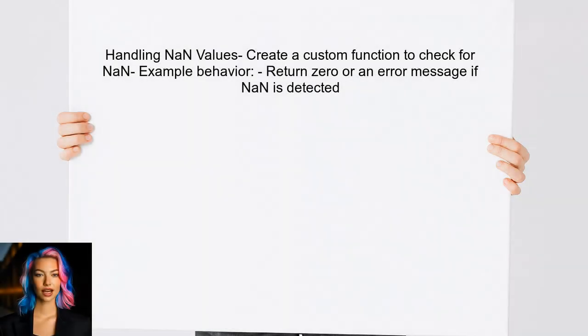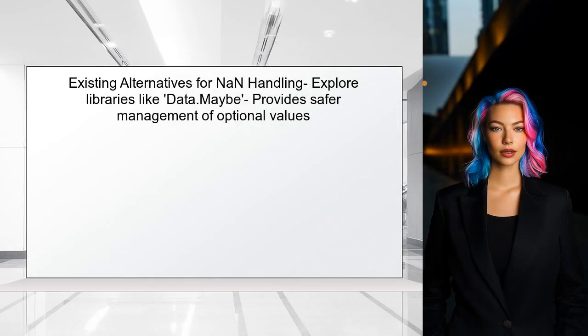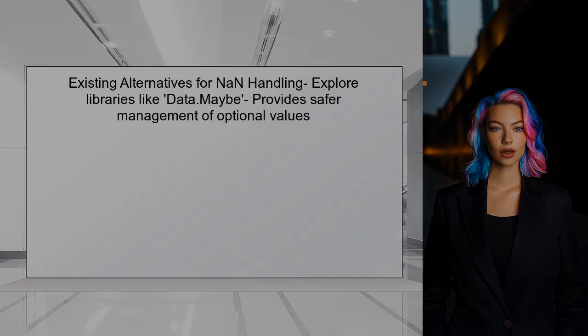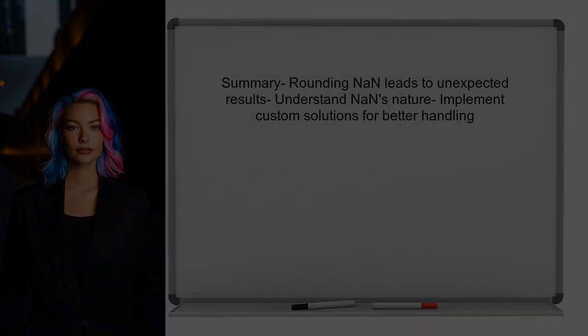To handle NaN values more gracefully, the user can create a custom function that checks for NaN before performing rounding. This function can return a more sensible value, such as 0 or a specific error message. Additionally, the user can explore existing libraries that provide safer alternatives for handling NaN values. Libraries like Data.Maybe can help manage optional values more effectively. In summary, while the behavior of rounding NaN in Haskell may seem surprising, understanding its nature and implementing custom solutions can help the user manage these cases more effectively.